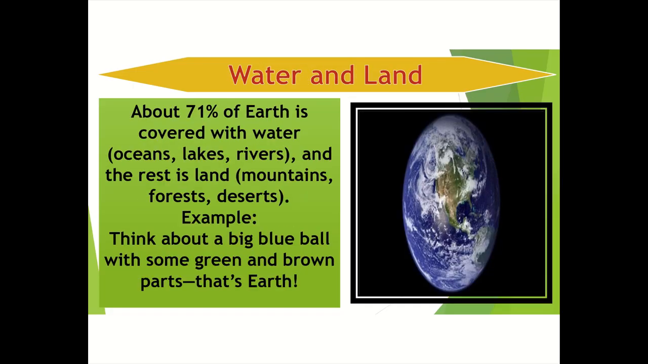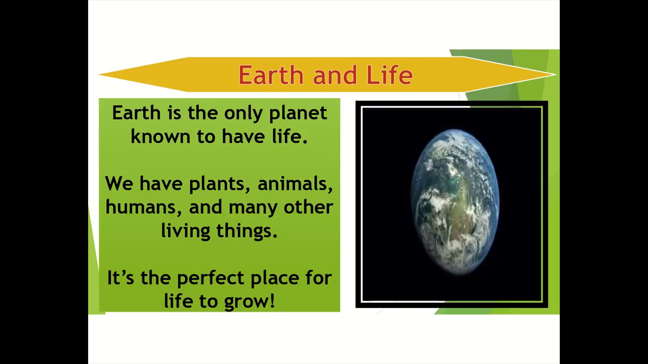Water and land. About 71% of Earth is covered with water: oceans, lakes, rivers. The rest is land: mountains, forests, deserts. Example, think about a big blue ball with some green and brown parts. That's Earth.